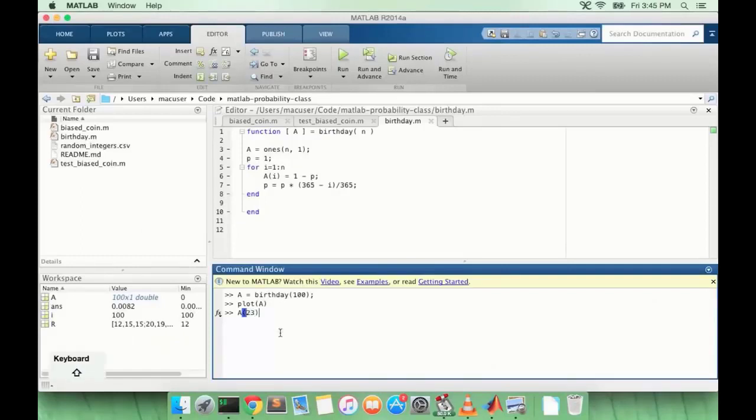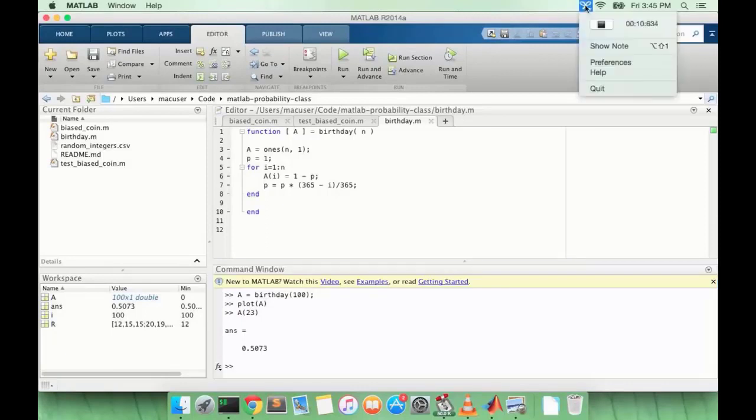So let's check a(23), right? It's about 50%. And that is the solution to the birthday paradox.